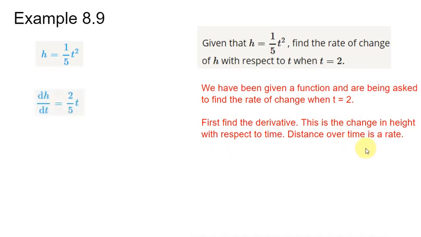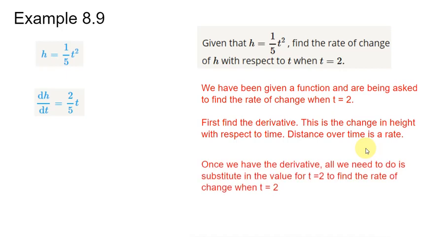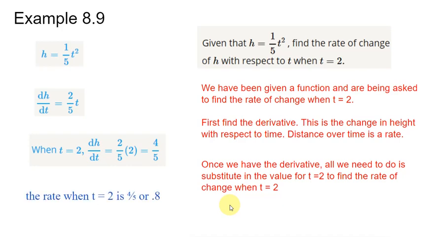So the derivative of h equals 1/5 t squared is 2/5 t. And now what I'm going to do is substitute the t is going to be a 2. So when I make the t a 2, it ends up being 4/5. And in this case, instead of finding a slope, which we usually do with derivatives, we found the rate. And the rate is going to be 0.8 when t equals 2. So now look at this problem here.